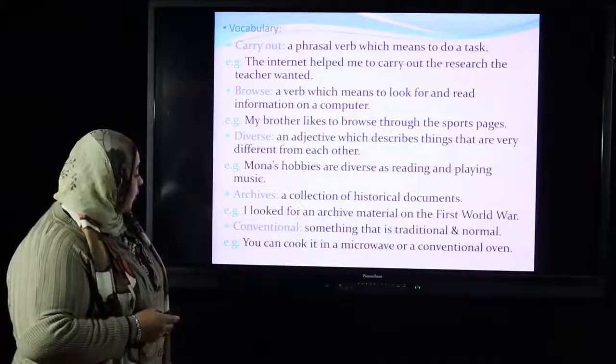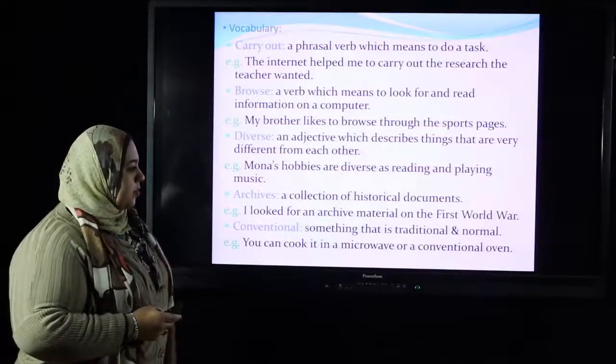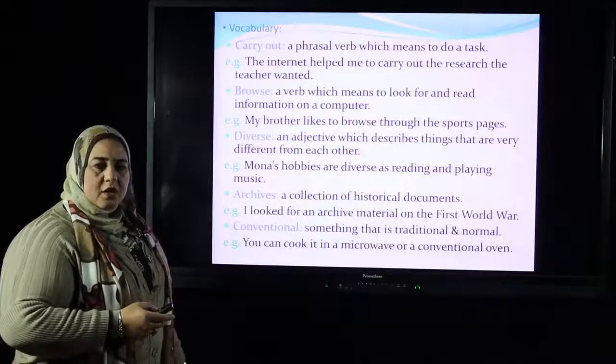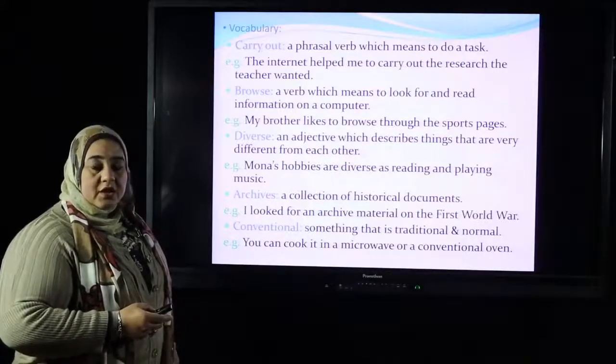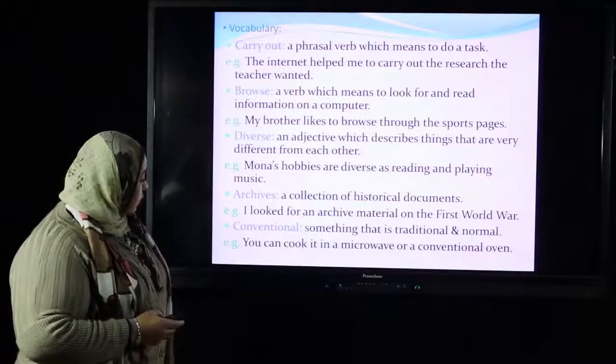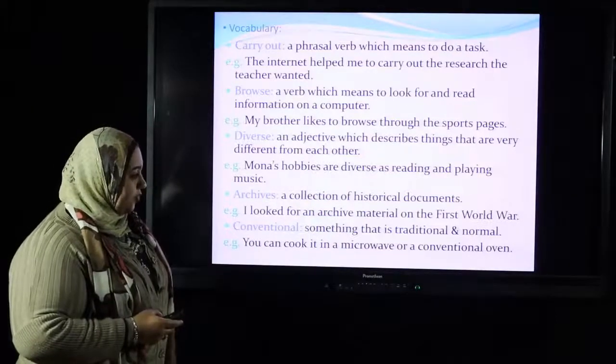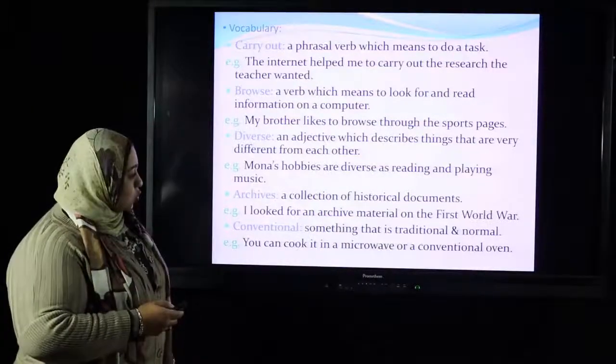Then we have the word conventional, which means something that is traditional and normal. Something normal, nothing strange in it. You can cook it in a microwave or a conventional oven, a natural or usual oven.